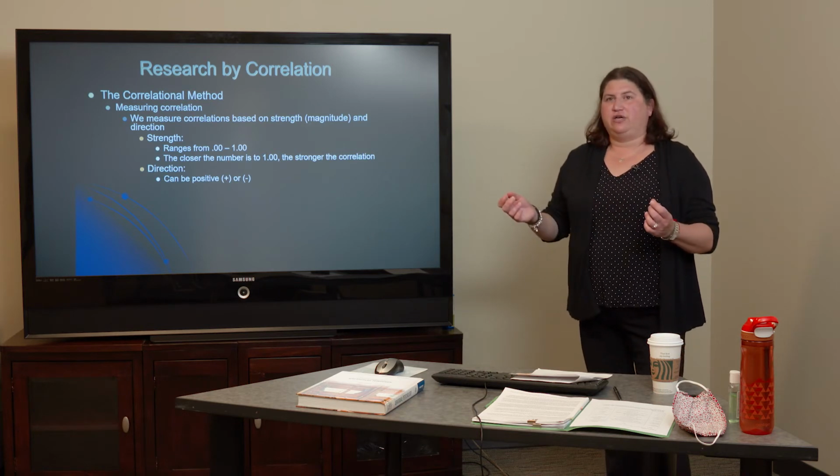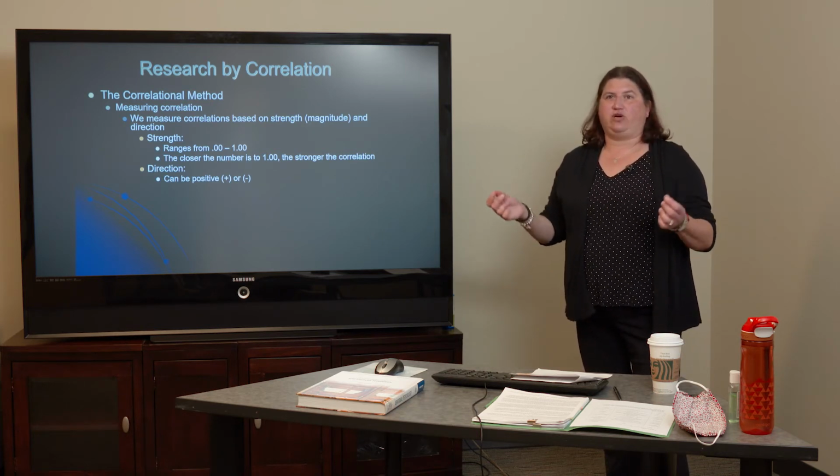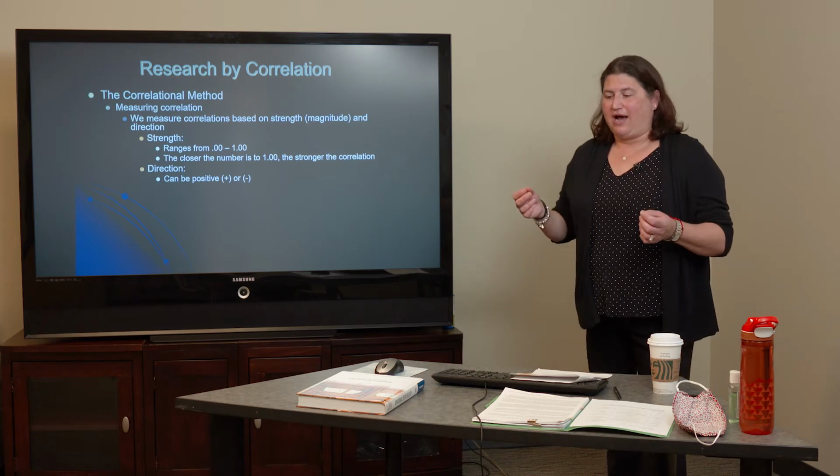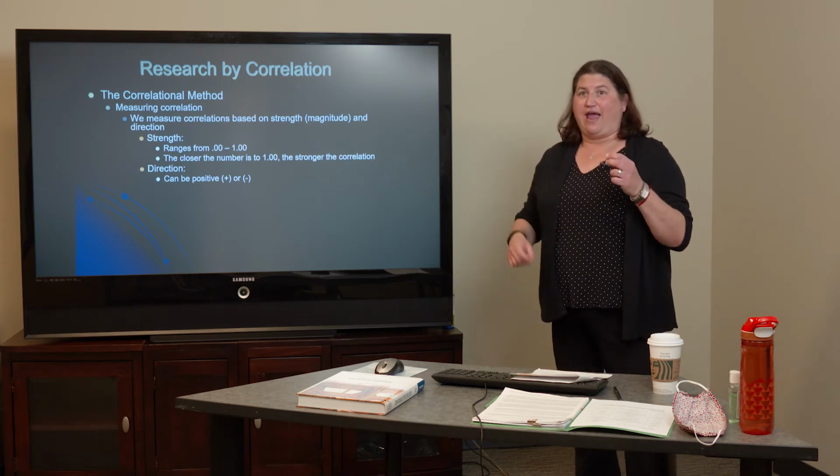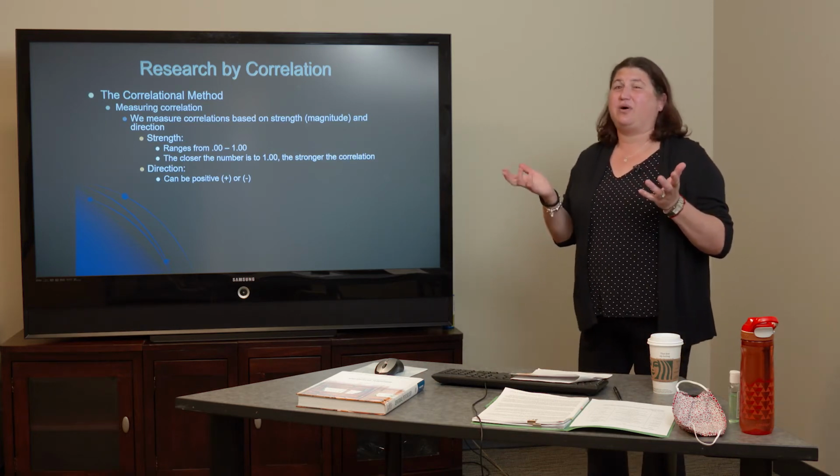So in childhood, height and weight are positively correlated. Typically, as a child is growing, they gain weight and they grow taller, right? That's a positive correlation.